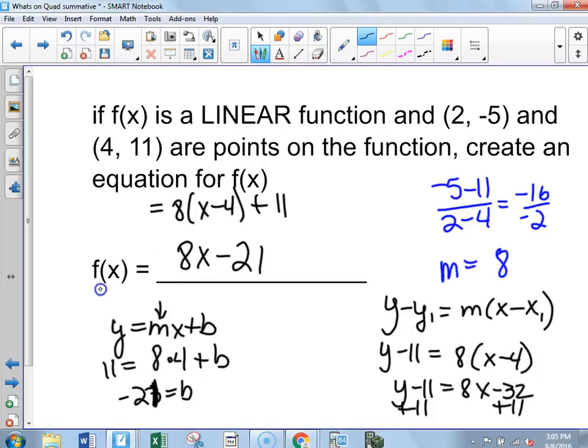Okay? Both of those are in function or y equals form. I don't care. It doesn't say slope-intercept. But you're right. But you have to put it in y equals form of some kind.